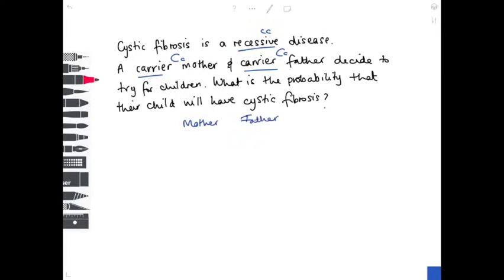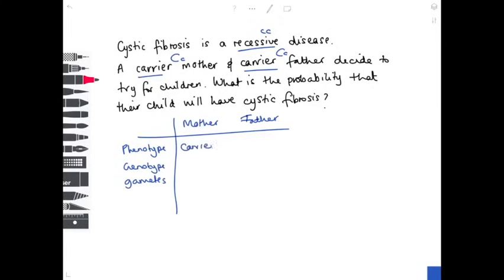Phenotype, genotype, and gametes in the table. The phenotype is that they are both carriers. Their genotype we know is heterozygous, so it's big C, small c. This means that half of her eggs will be big C, half of them will be small c, and the same with the sperm. Make sure you really show difference in the size of your letters here. And now it's time to do the Punnett square.